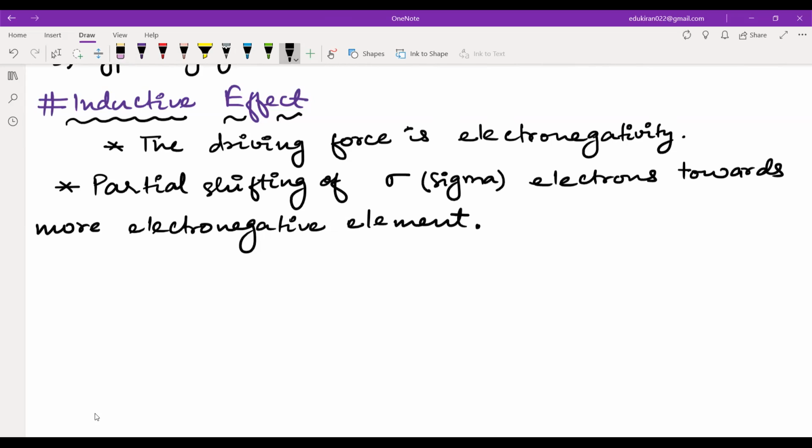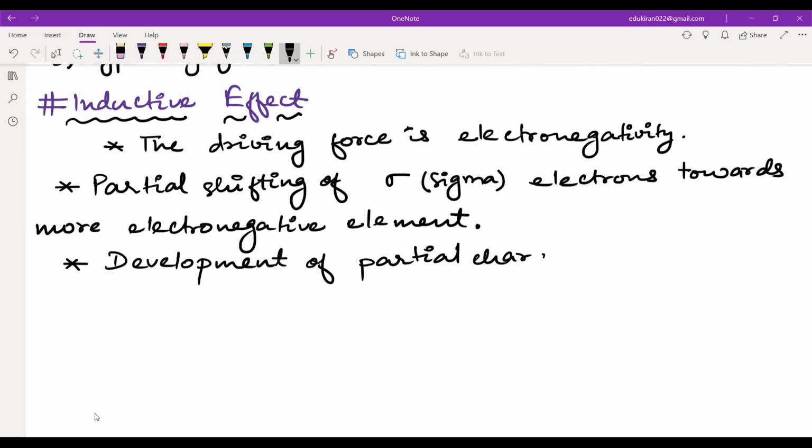Okay. And this leads to development of partial charges. It leads to development of partial charges.